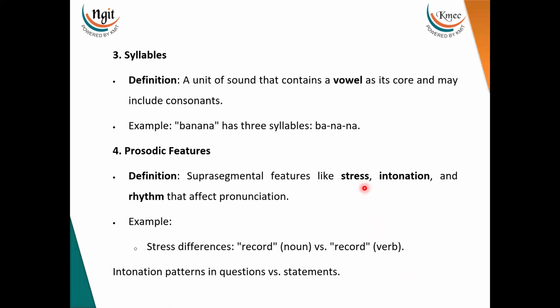Next is syllables. A unit of sound that contains a vowel as its core and may include consonants. Example is banana, which has three syllables in it. That is B-A-N-A-N-A, banana.